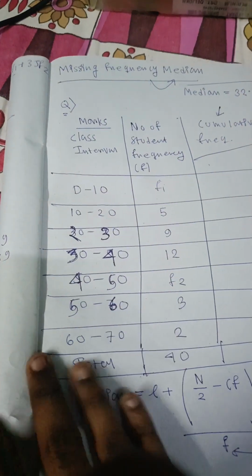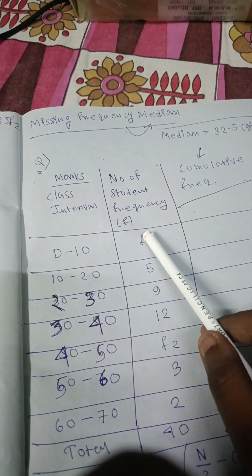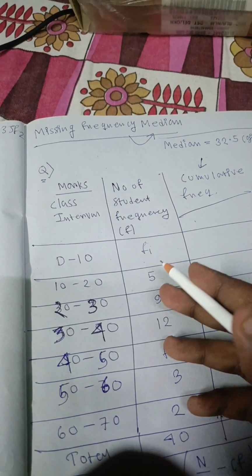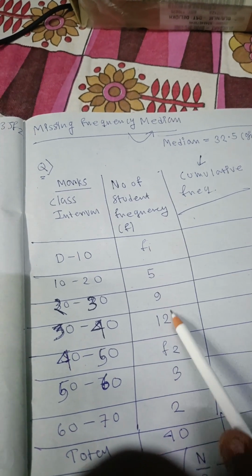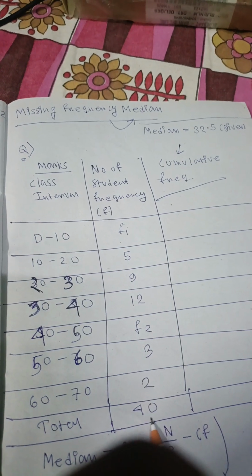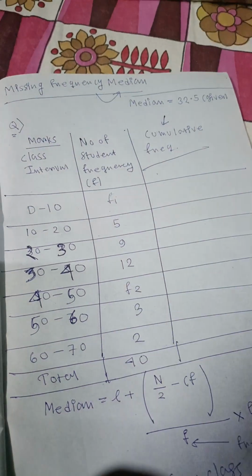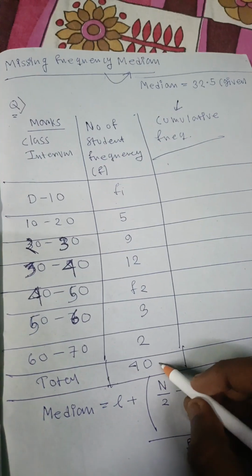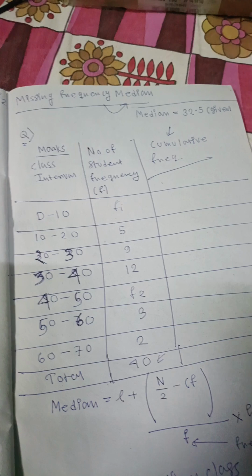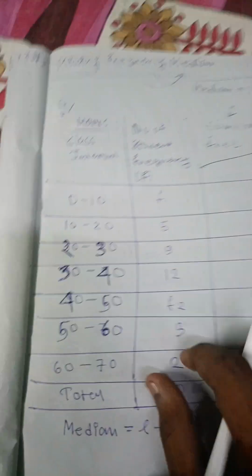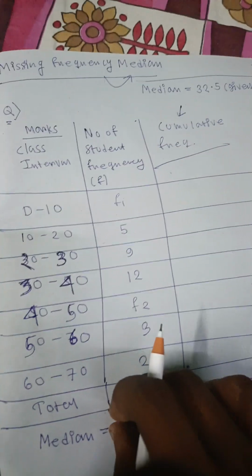And here the other data is given. Here I am not writing the question mark sign; I am writing f1, f2, just like that. So the number of students, that is the frequency f: f1, 5, 9, 12, f2, 3, 2, and the total number of frequency is also given in the question, that is 40. So like the previous question, we first have to mark down the total number of frequency. What is given in the total is the first point to respond to. Okay, we have to take care of it.